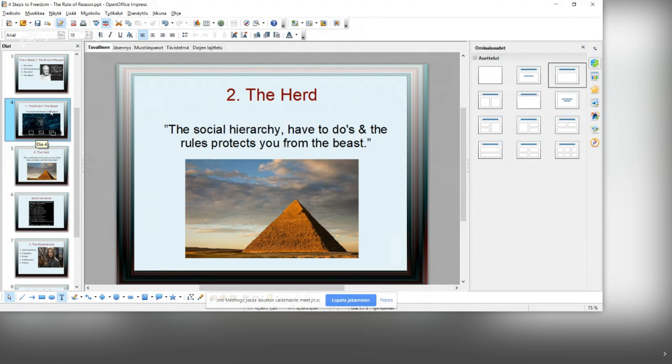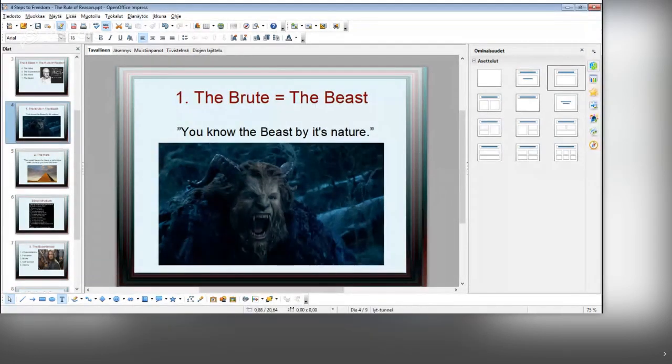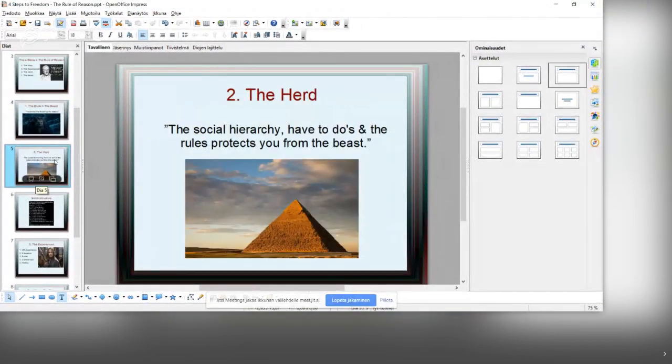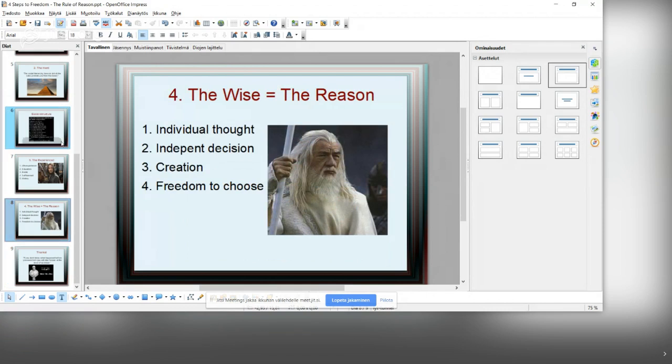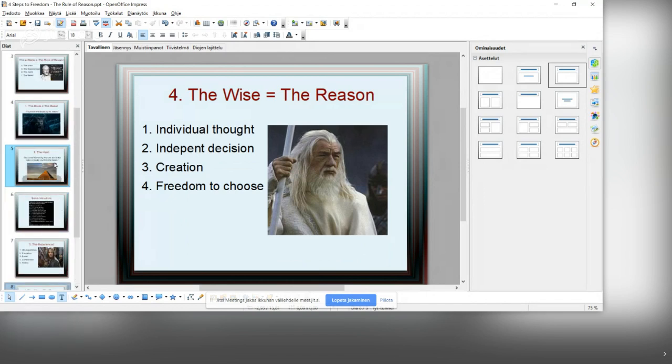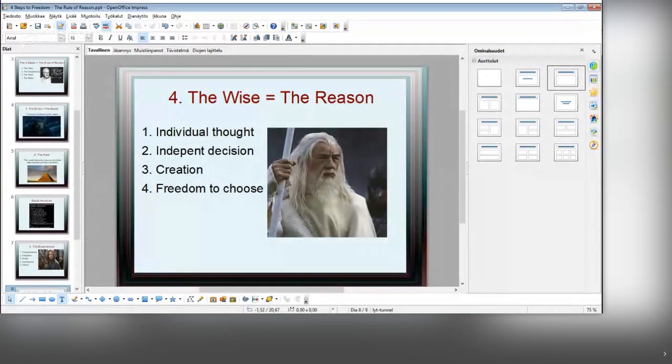Usually, there are lots of struggles between these different levels. People at the herd stage, like I said before, fear the brute ones. The experienced ones fear the herd. And the wise ones fear basically everyone. But the higher you are on this ladder, you have to know that you have to help people up the ladder. Give them a chance, and that's basically your duty.